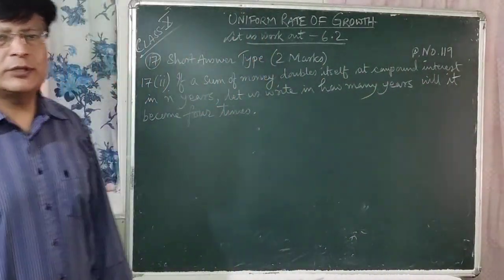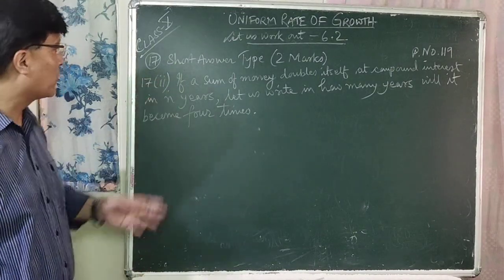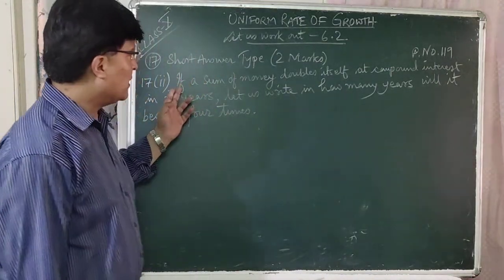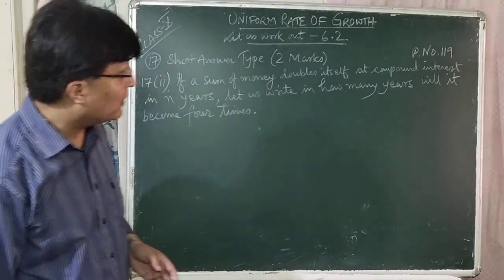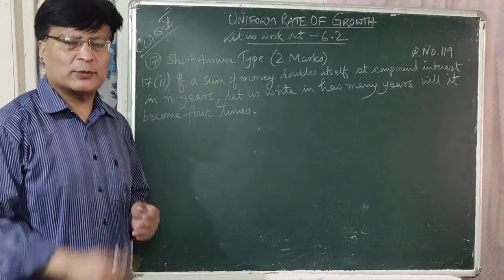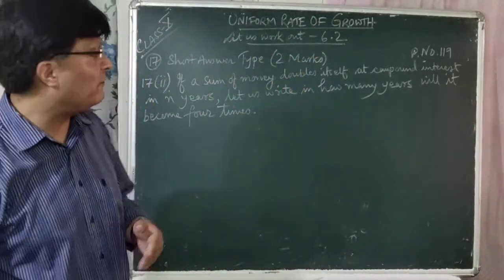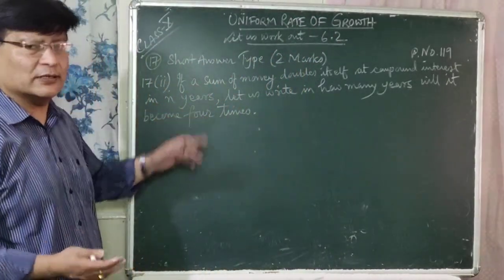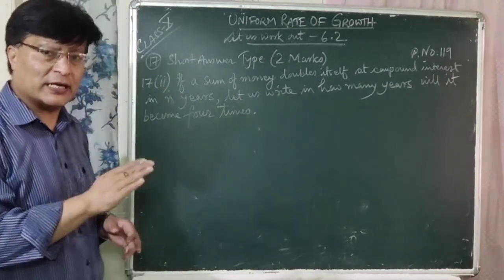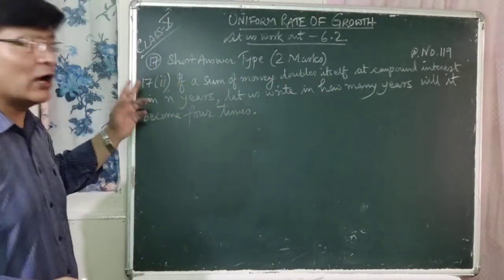So now we'll do the next question, that is question number 2. If a sum of money doubles itself at compound interest in n years. This sum of money is the principal. It doubles itself in how many years? In n years at a certain rate of compound interest per annum.